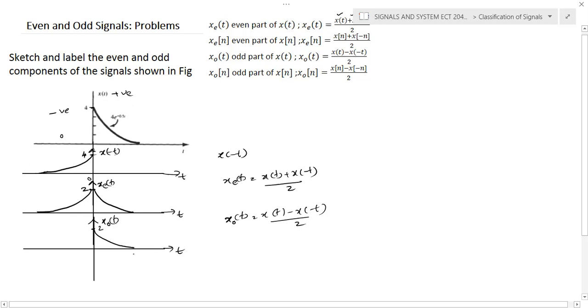This is the positive side value, and for the negative side you will get just the opposite of this particular waveform, something like this, and here we'll get minus 2. So this is the odd component. When you draw the continuous time signal, there is a discontinuity at t equal to 0. So don't write 4 plus 4 by 2, because there's a discontinuity. On the positive side you can consider this value, because at t equal to 0 it's very difficult to define.